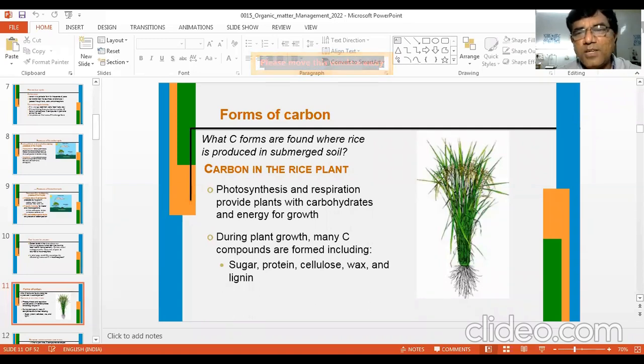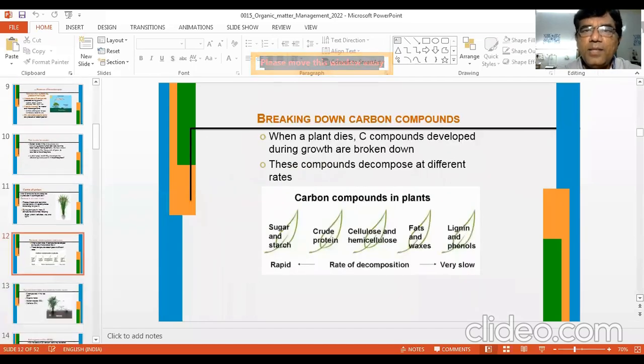Of course, not just rice, any green plant will get carbon by photosynthesis and it will release carbon dioxide through respiration. So photosynthesis and respiration provide plants with carbohydrate and energy for growth. During plant growth, many carbon compounds are formed. So rice plants or rice residues will have sugar, protein, cellulose, wax, and lignin, etc. And then these materials will be added back to the soil, or at least roots will remain in the soil.